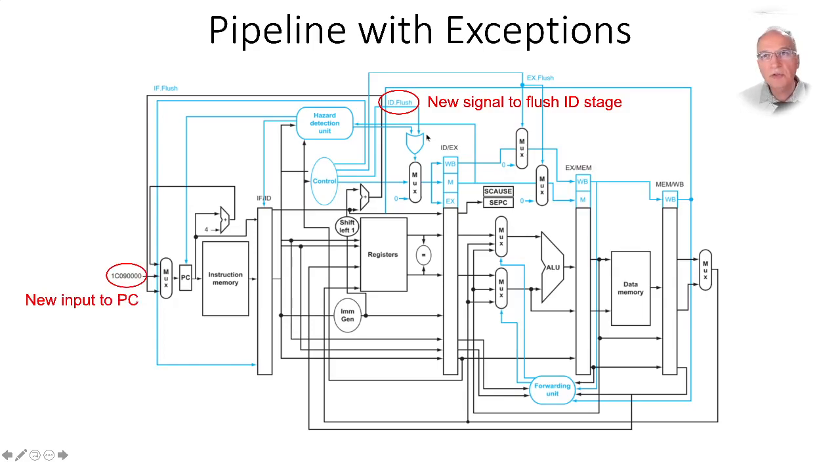There is also a new input for the program counter. In this case, the address is 1C09000, indicating the address where I go for my exception handler. So I may also be sending that address to the program counter to indicate that the next instruction I should execute after the current one is the first instruction in the exception handler. This is how I, for example, execute an exception caused by a segmentation fault.